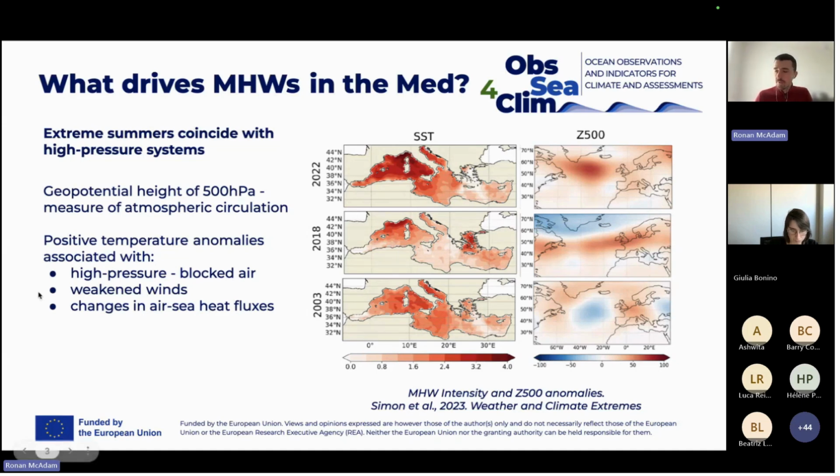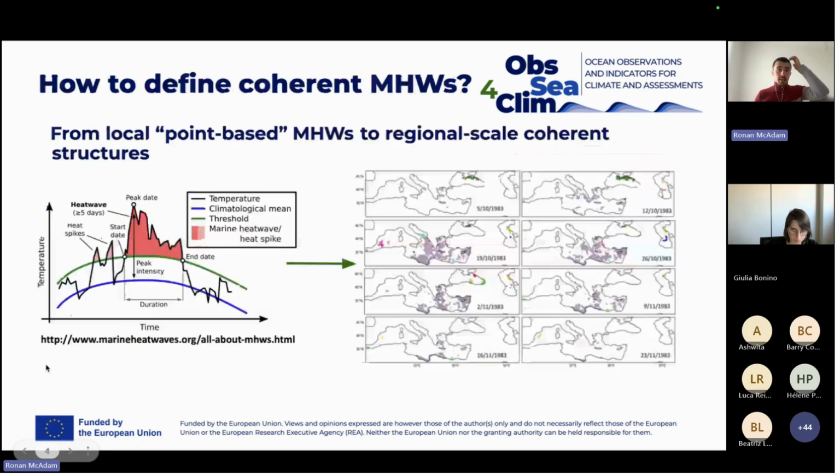So generally, we know that positive temperature anomalies are associated with high pressure, blocked air, weakened winds, and that in turn causes these changes in air-sea heat fluxes, which causes the heat to accumulate in the upper ocean. What we'd like to do now then is prove systematically for all the events in the Mediterranean what the link is, not just for certain important examples, but, as I say, prove statistically and systematically. And here's how we decided to do that.